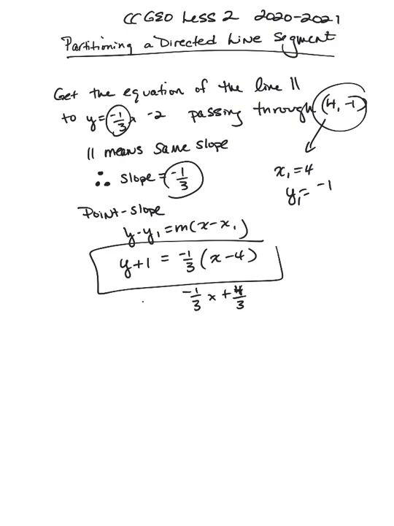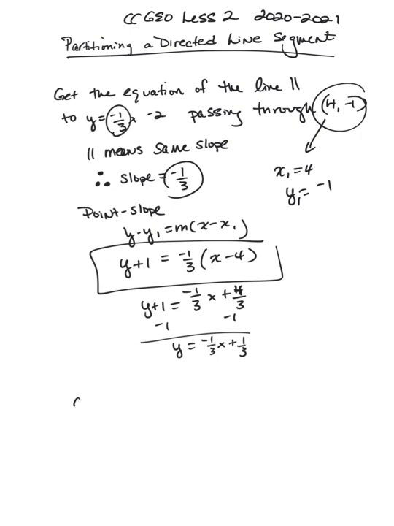That's a 4. You would distribute and bring the negative 1 over, which would give you y equals negative 1/3 x plus 1/3. All right, so that was the second question.